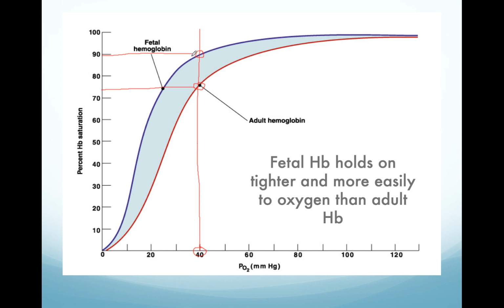If you said fetal hemoglobin, you would be correct. Fetal hemoglobin has a 90% saturation rate. That means 90% of hemoglobin is bound to oxygen, which means there's not as much oxygen being released to the tissues. The adult hemoglobin is saturated at a 74-ish%, which means 74% of hemoglobin is bound to oxygen. You're releasing more oxygen to the tissues.